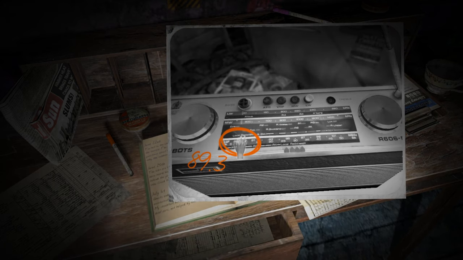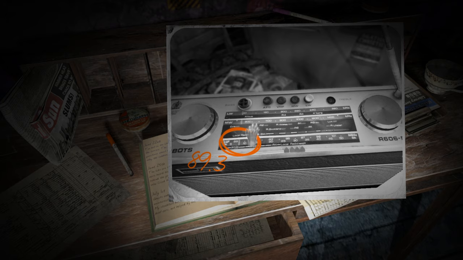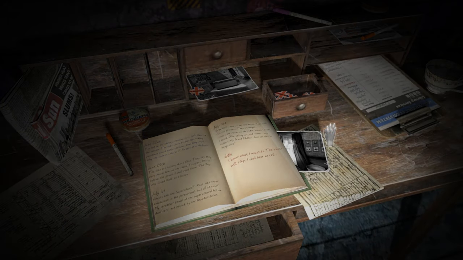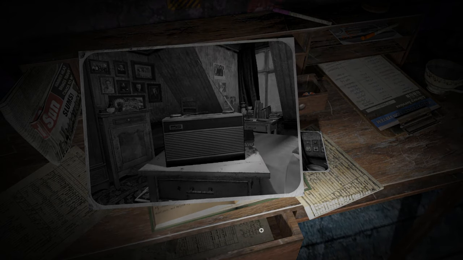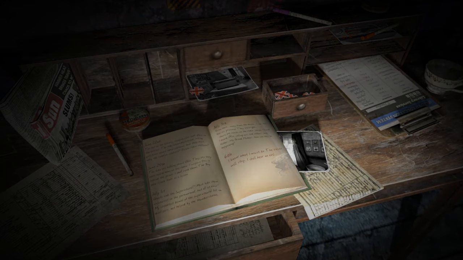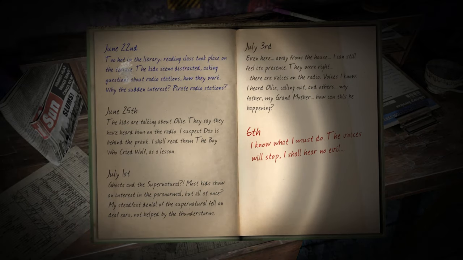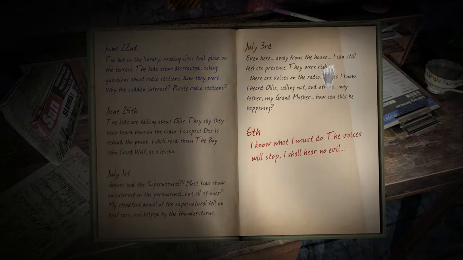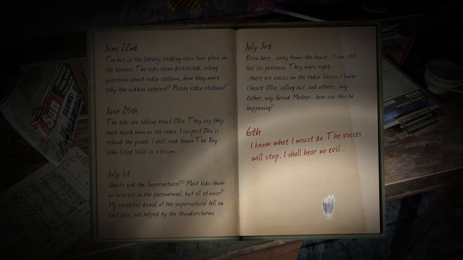89.3, the station. Just put that in my notes. Don't know if anything else has to be in my notes. July 22nd. Actually, hold on. Are we already at the... oh, this is all the pages. Okay.